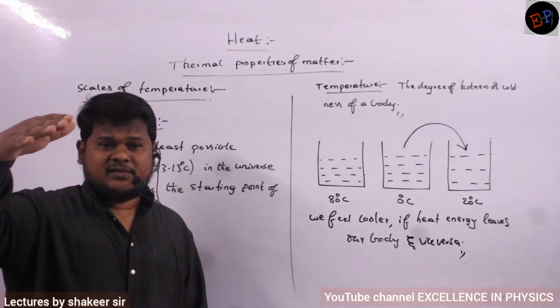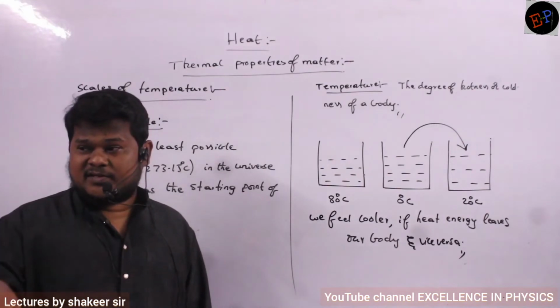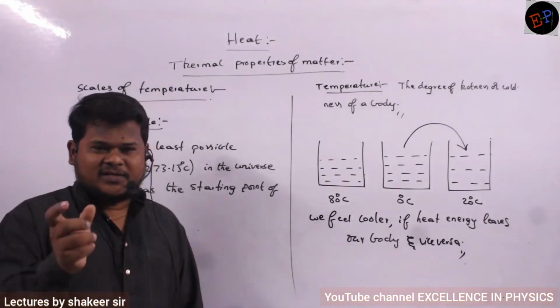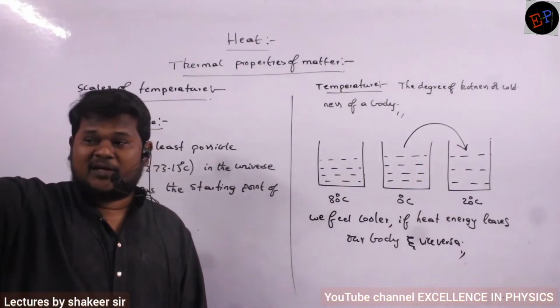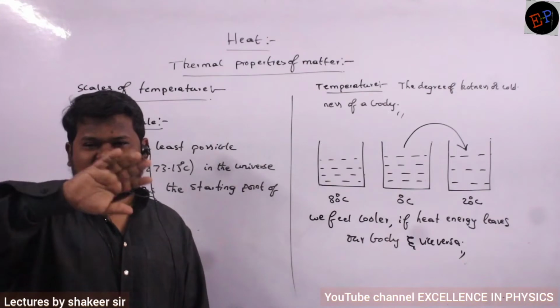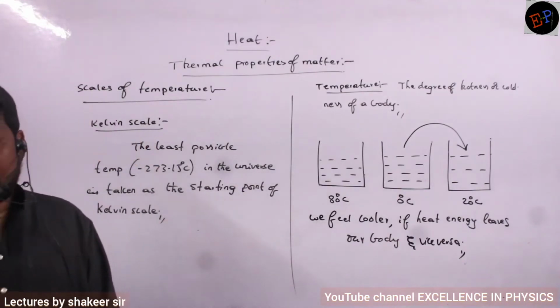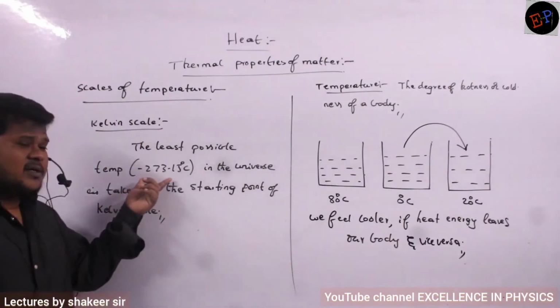At the surface of the sun, you will find some temperature. At the center of the sun, you will find a different temperature. And the temperature you find at the center of the sun, the same temperature you will find on the surface of another bigger star. Are you able to understand? So there is no higher limit for temperature, but definitely there is a lower limit.